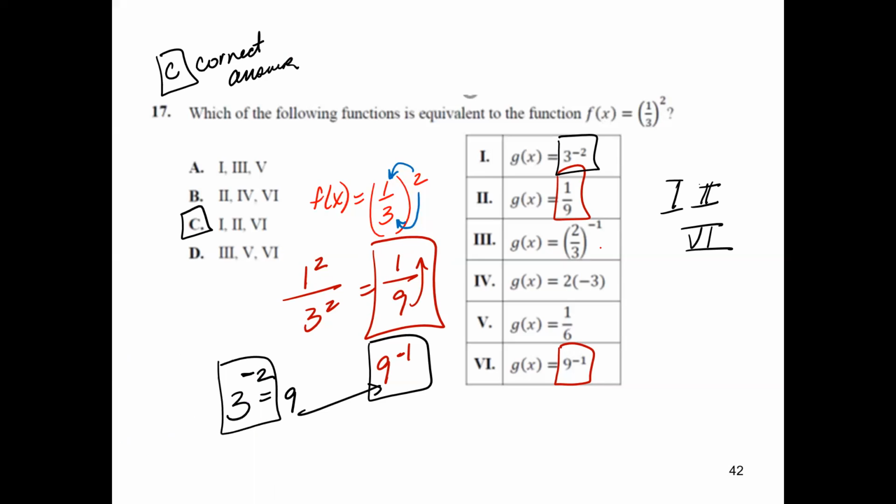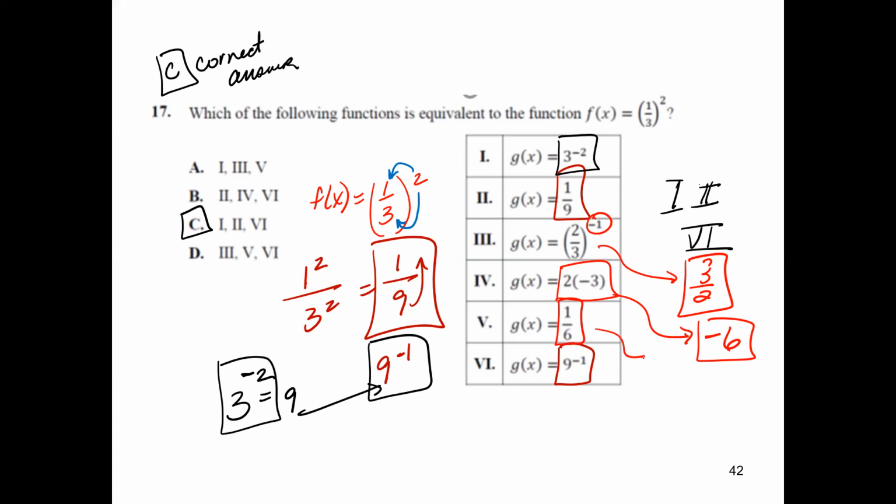And if you're like, well, why doesn't 3 work? Well, 3 doesn't work because this negative, if I want to make it positive, I just flip the fraction. That's a 3/2. That doesn't match 1/9, okay? For number 4, you're like, why doesn't that work? Well, 2 times -3 is a -6. That does not match 1/9. And 5 is 1/6. That does not equal 1/9. So those ones are not optional. Those are bad options. So it doesn't equal each other.